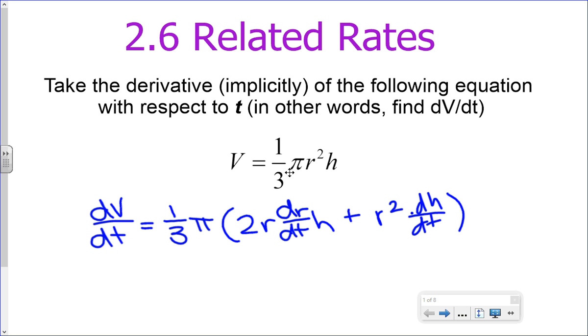Anytime we're taking the derivative of a variable that's not the variable we're deriving with respect to, we have to throw in that dy/dx. But in this case, since we're taking the derivative with respect to t, we have to call it dh/dt, dr/dt, dV/dt, whatever it may be. Okay, does that make sense?